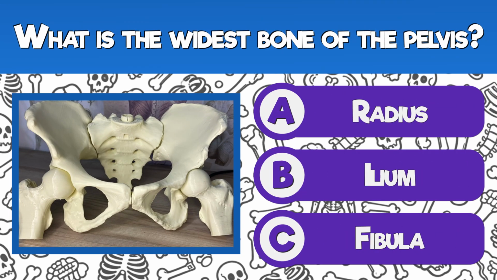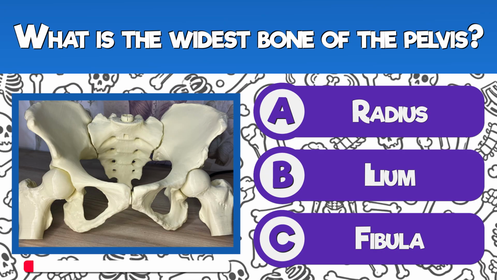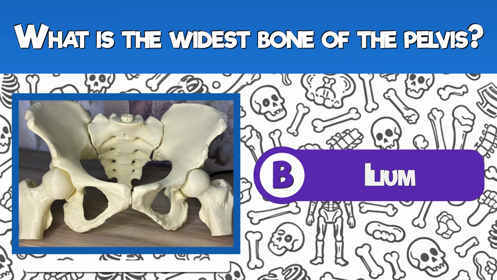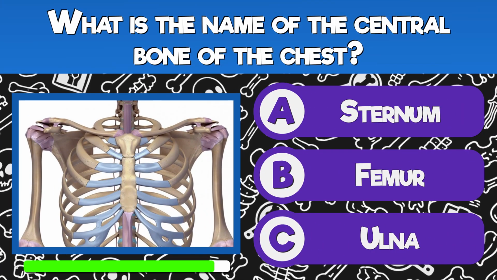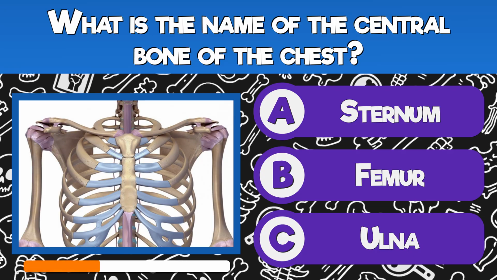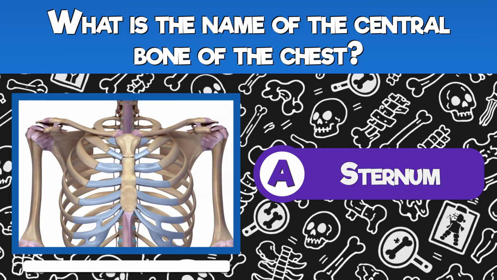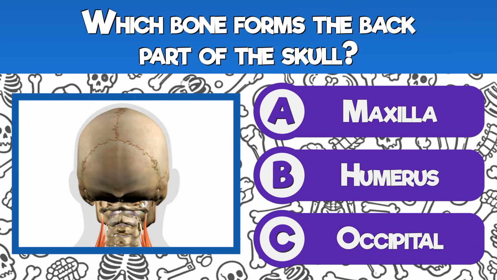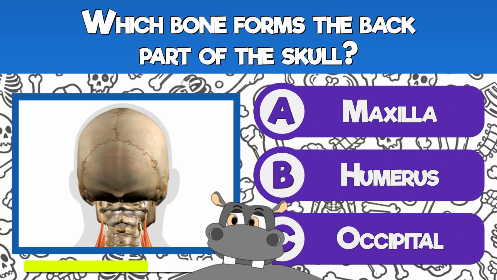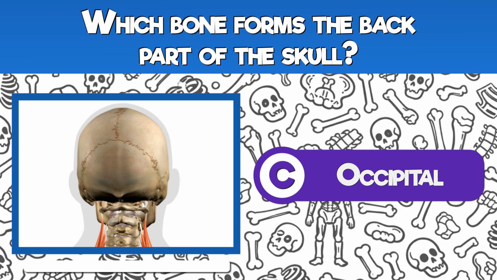What is the widest bone of the pelvis? The ilium. What is the name of the central bone of the chest? The sternum. Which bone forms the back part of the skull? The occipital bone.